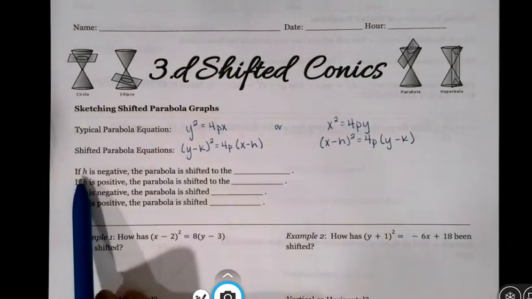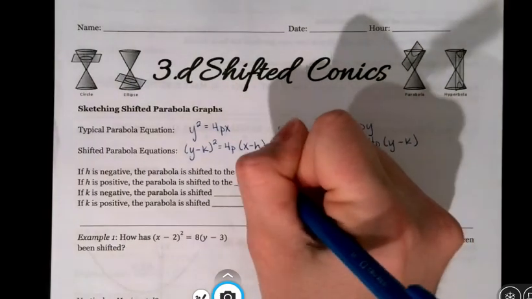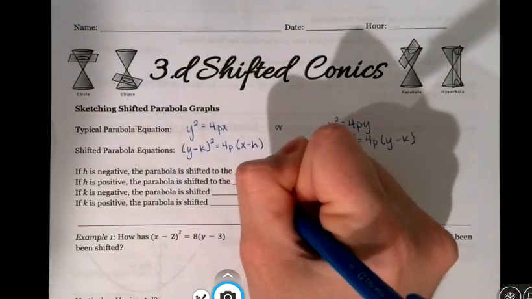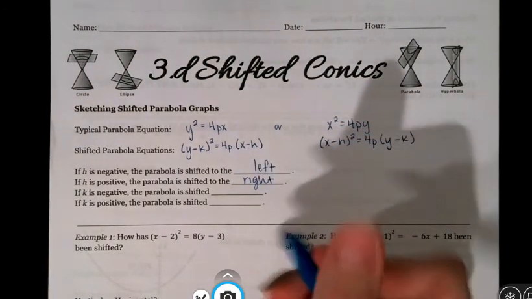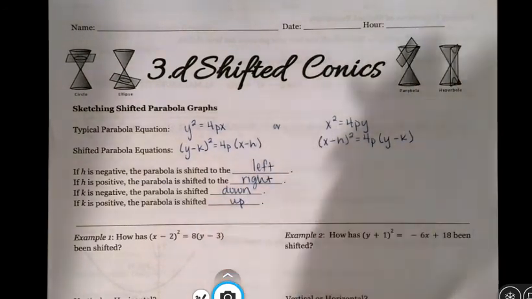If h is negative, that means my parabola is getting shifted to the left. If it is positive, it is getting shifted to the right. If k is negative, it is going down. If it's positive, it is going up.